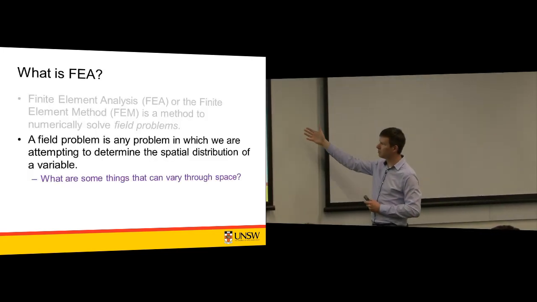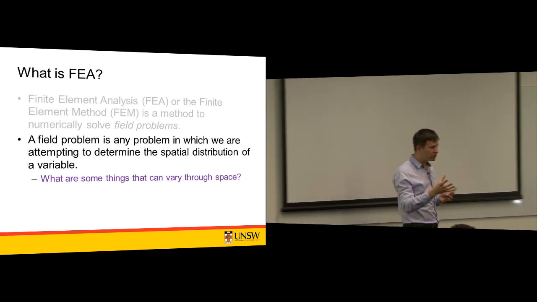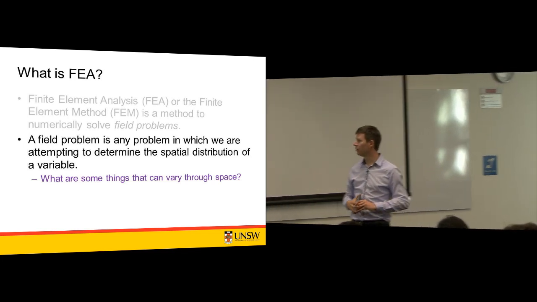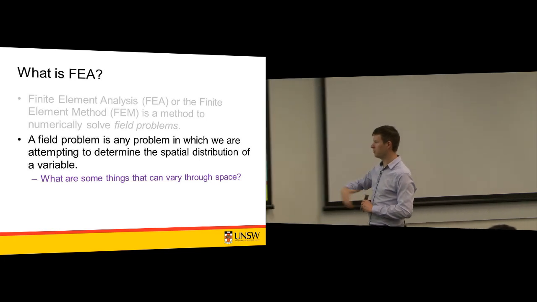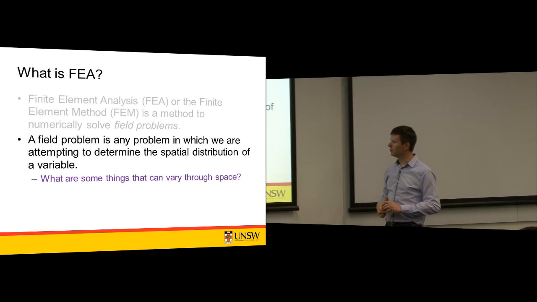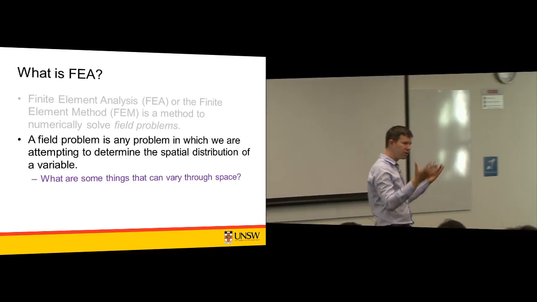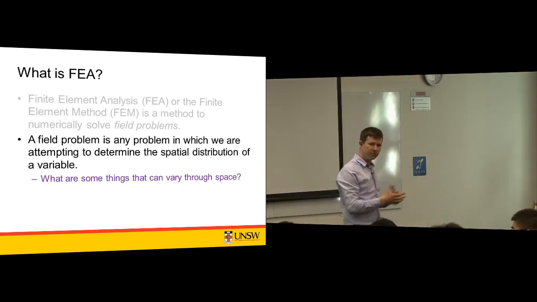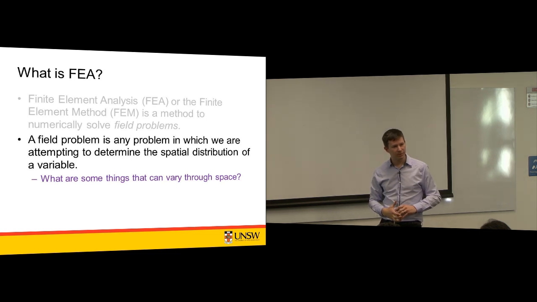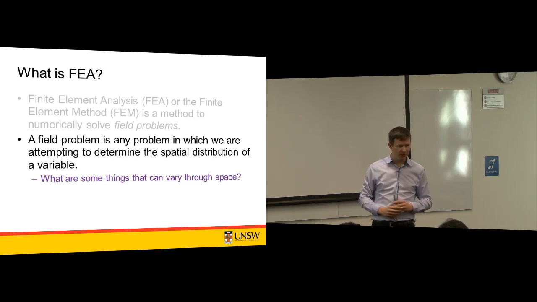So what's a field problem? We're saying that some variable is changing or has some variable distribution in space. So what are some things that can vary through space? And this is you, so you get to do some talking now as well. What are some things that we might be interested in that will have a spatial distribution? Like the dimensions of a beam. Yep, the dimensions of something, how deflected something is, absolutely.